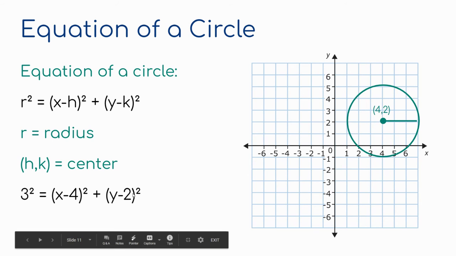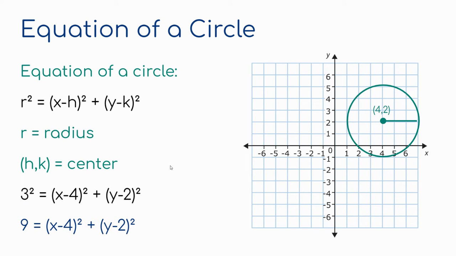We can't do anything here with the y or anything with the x, but we can square 3. So 3 squared is 9. So our final equation for this circle is 9 equals x minus 4 squared plus y minus 2 squared. So what your problems are going to look like is I'm going to give you a circle. You're going to have to find the radius and the center and plug it into the equation. So your final answer when I say what is the equation of this circle is 9 equals x minus 4 squared plus y minus 2 squared.